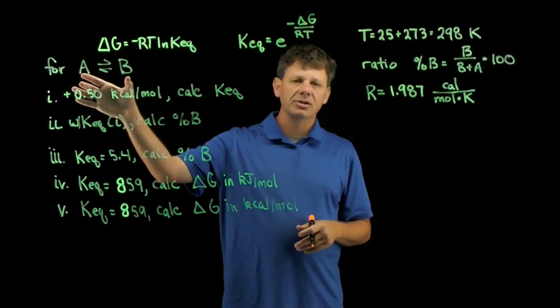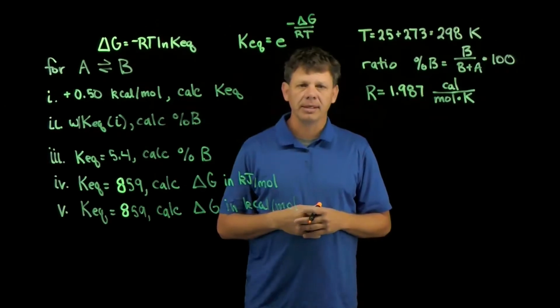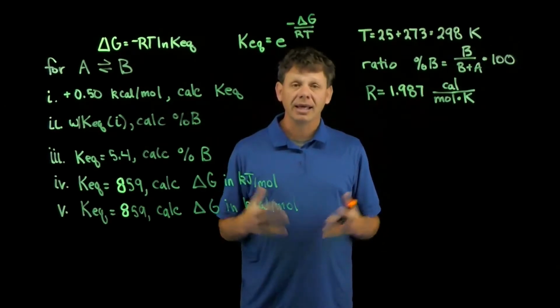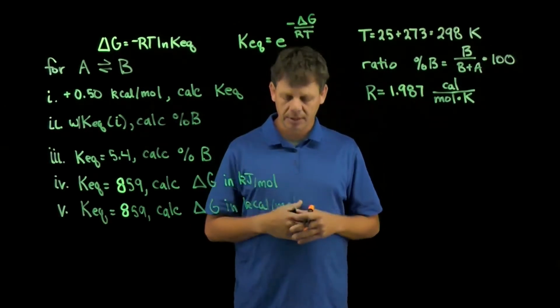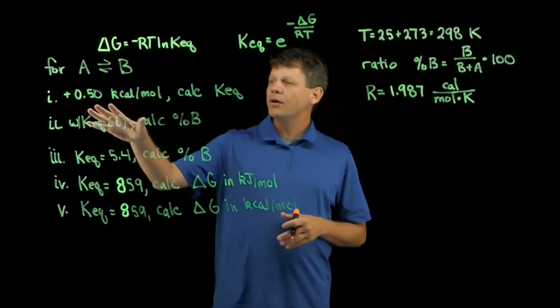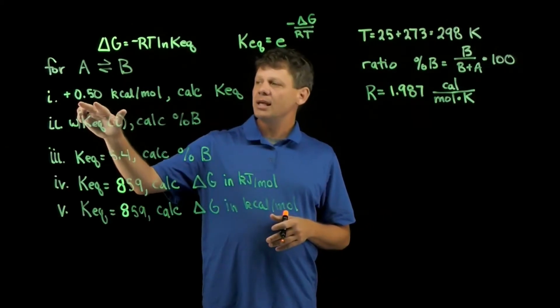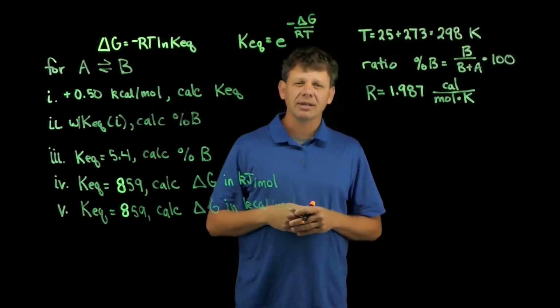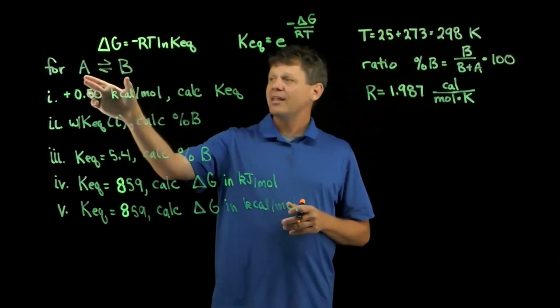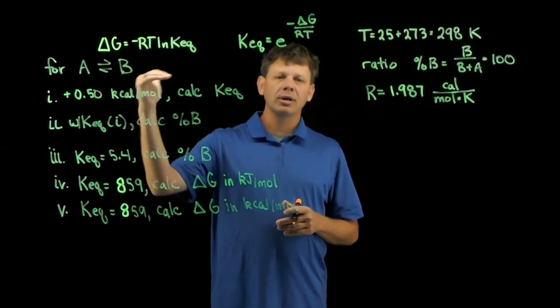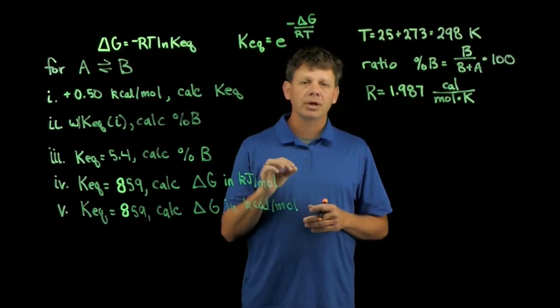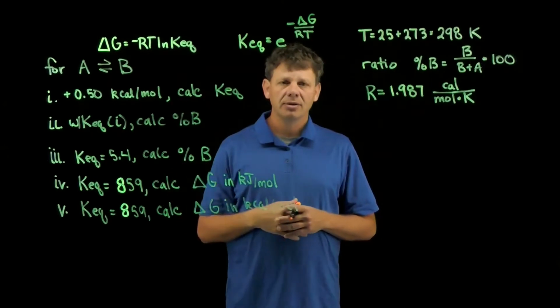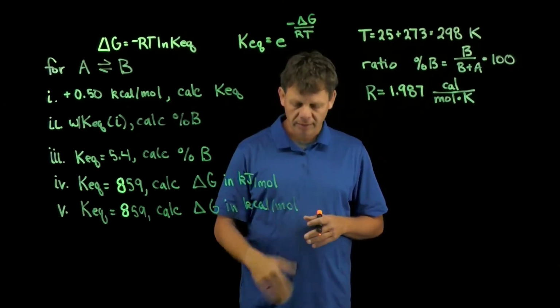All of this is for the reaction A going to B. I've got notes that I'm going to look at. I don't have these calculations in my head, but let's get started. The first, we're given a delta G of plus 0.5 kilocalories per mole and asked to calculate KEQ. That's that reaction going from A to B. It's going to be slightly uphill, so we're going to expect a KEQ to be slightly lower than 1.